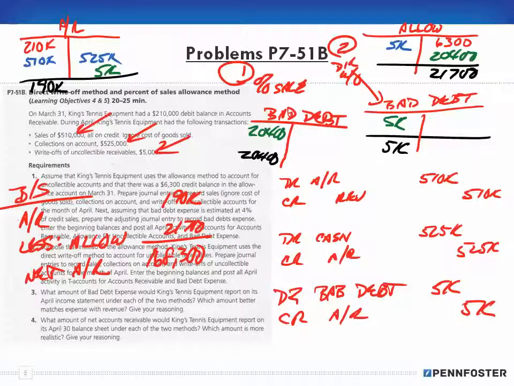Using the direct write-off method, we have 190,000, but we don't have any allowance because we don't use that account with the direct write-off method. So our accounts receivable is 190,000. That's what our balance sheet would look like if this is direct write-off, and this is the allowance. So that's what the net accounts receivable section of the balance sheet would look like.